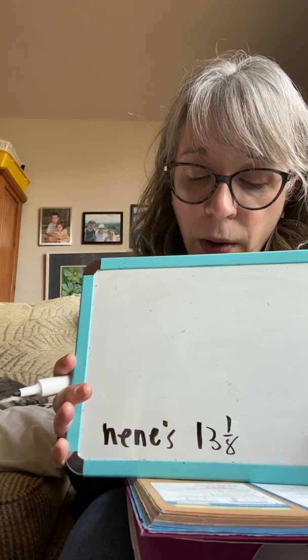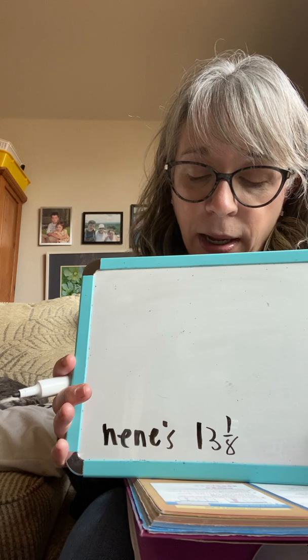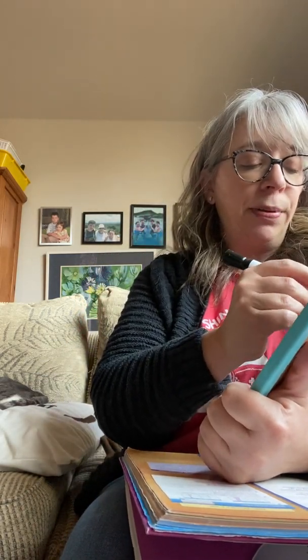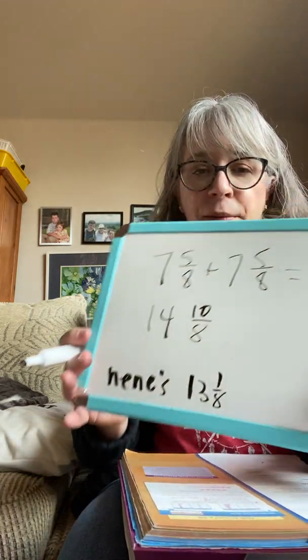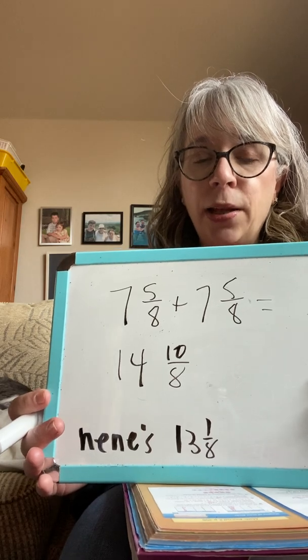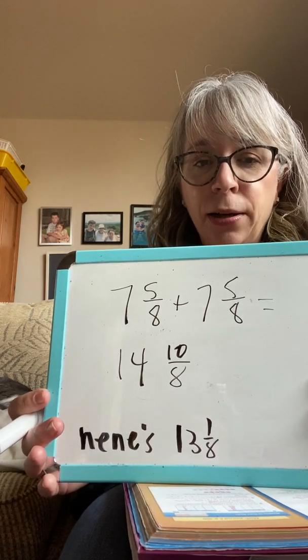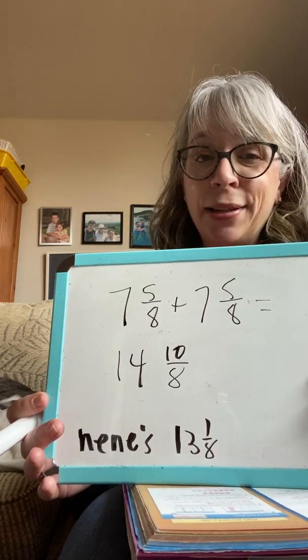And 2 pelicans weigh 7 and 5/8 pounds. So 7 and 5/8 plus 7 and 5/8. All right, for me, I want to add the whole numbers, which is 14, and then 10 eighths. 5 plus 5 is 10, and then we're going to keep the 8 as our denominator. And let's convert that. Let's make this a proper fraction.